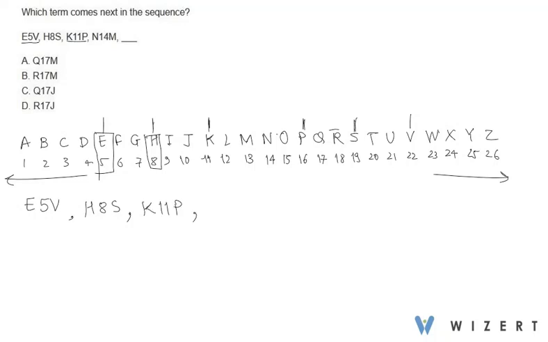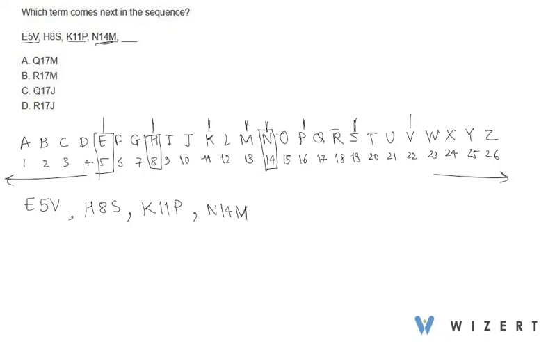K11P. So the next should be N, M and the number between them should be 14. So N14M, sorry, N14M. So the next member also is working.